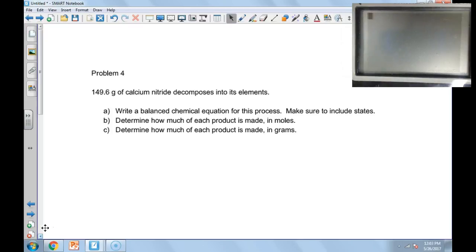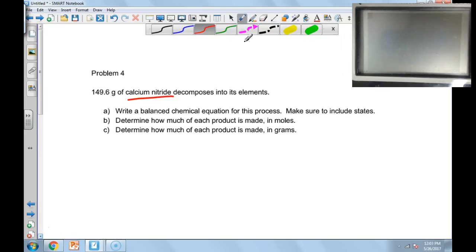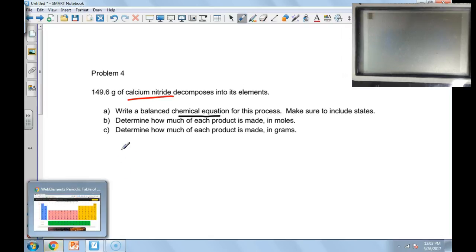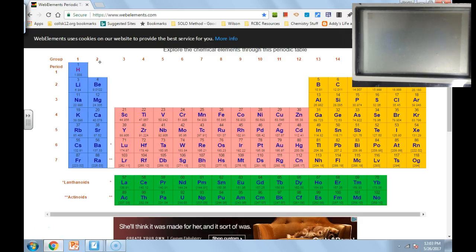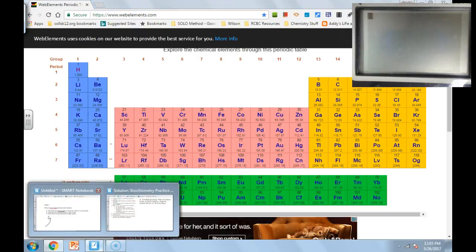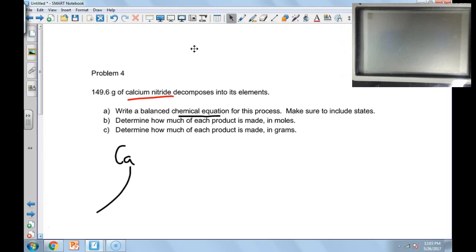Hey everybody, let's spend a little bit of time going over sample problems on how to do ICE charts. Here, if you look, we have calcium nitride and it's decomposing into its elements. Now, in order to write a chemical equation for this, we need to be able to write the formula for calcium nitride. So I'm going to look at calcium, and when I look at the periodic table, I notice it's in the second column, so that means that it will have a 2+ charge.